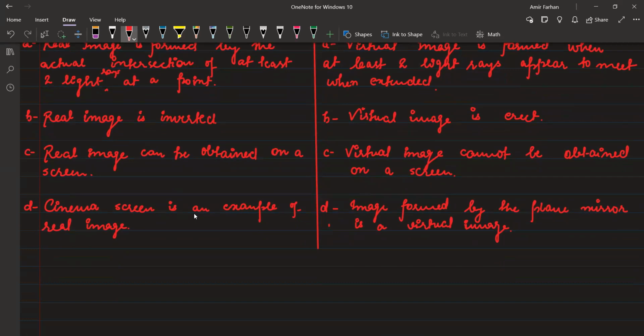Yes, sir. And the virtual image is formed by the plane mirror. Yes or no? Yes, sir. Any doubt? No, sir. Sure? Yes, sir. Gianna, Arya, Mariam, Nabila? Yes, sir. Sure, sir. Okay, okay.